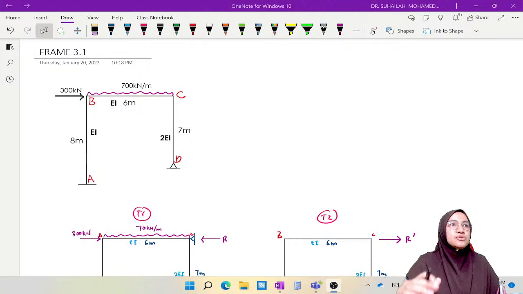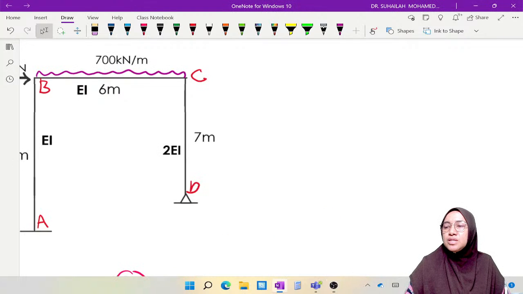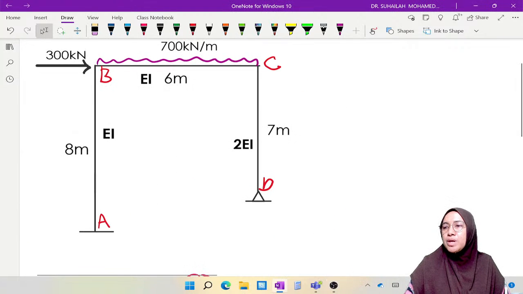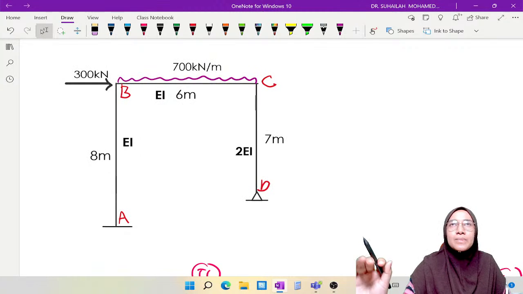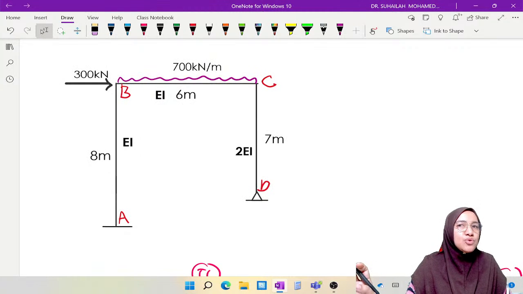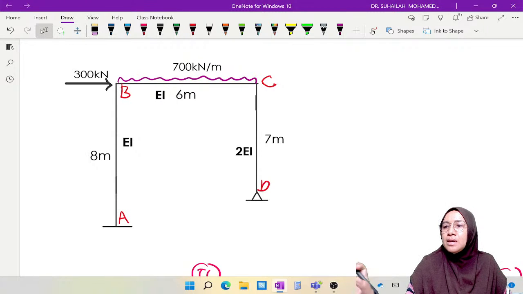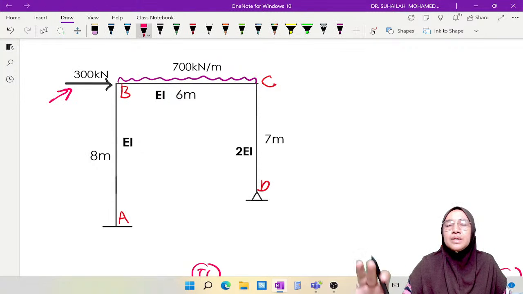Okay. So in the screen right now, this is actually frame with side sway. This frame tends to sway to the right direction, based on the given load, which actually pushes the frame to the right side. And due to the geometry as well, this frame will move to the right side. So this is actually frame with side sway.